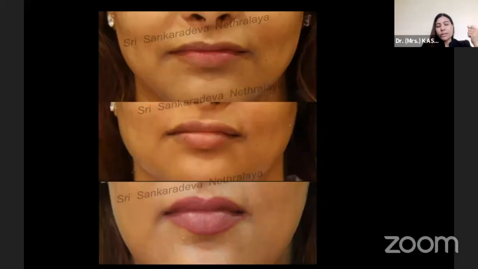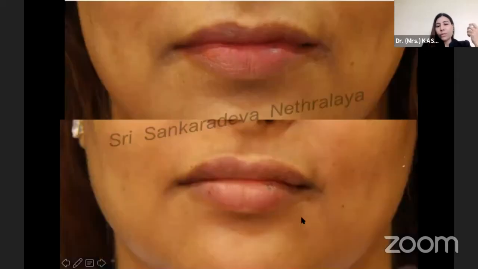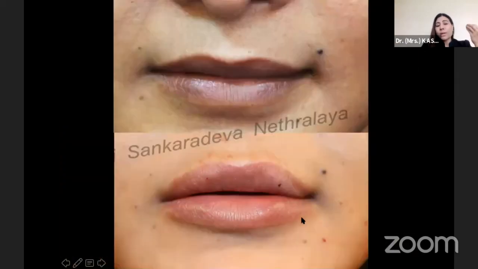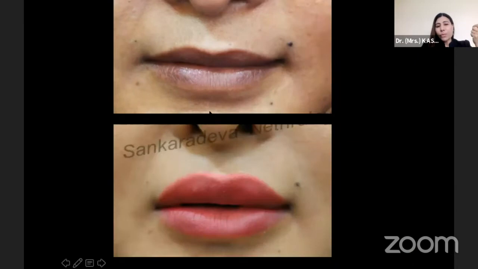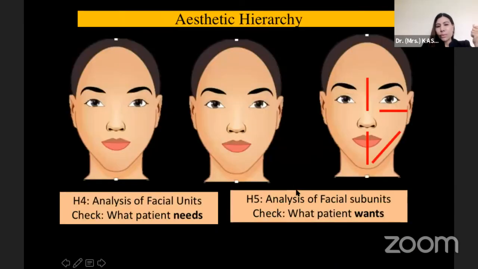As you can see here, this is one lady just before, this is just after the procedure, and this is with her makeup, with her lipstick, she looks much prettier. So I feel that this filler really gives a very beautiful augmentation to the lips, as you can see here, and these are all being done by cannula.